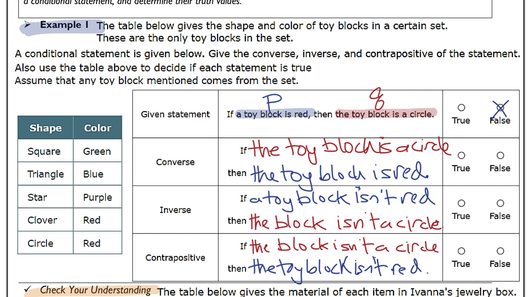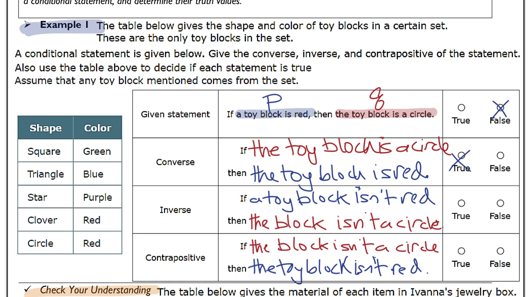If we look at the converse, if we flip it around: if the toy block is a circle, and we start here, there are no other circles, so a circle has to be red. So the toy block is red. This would in fact be true.